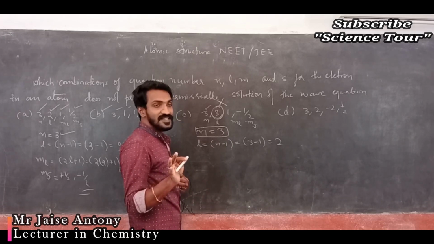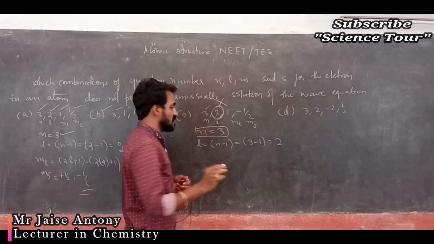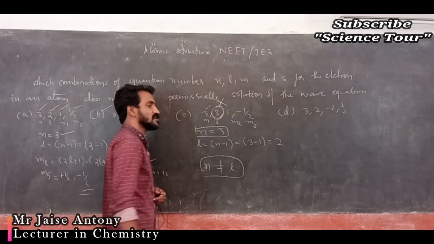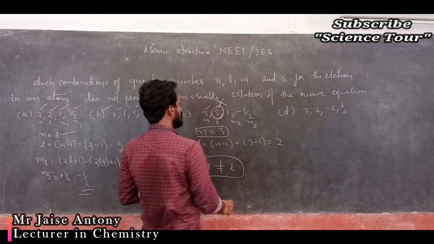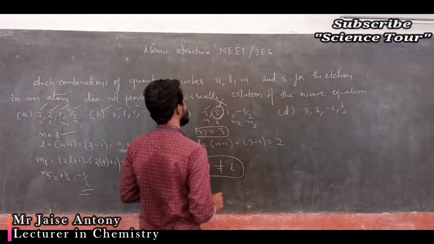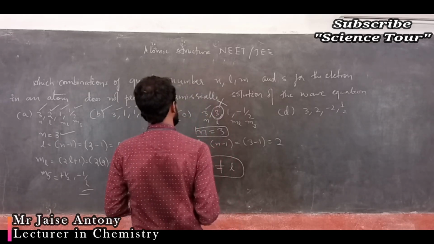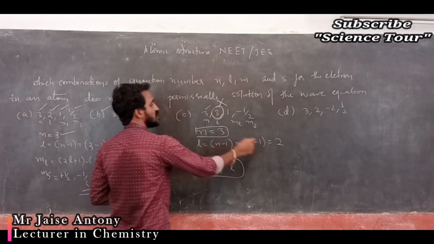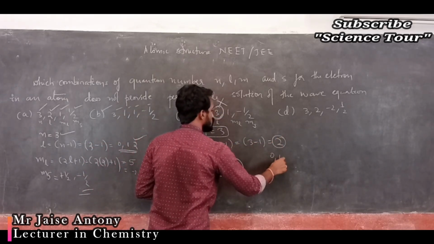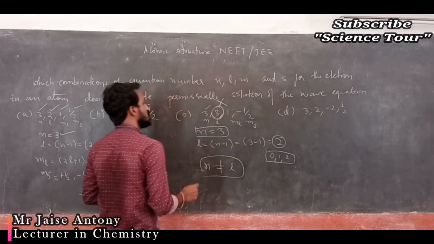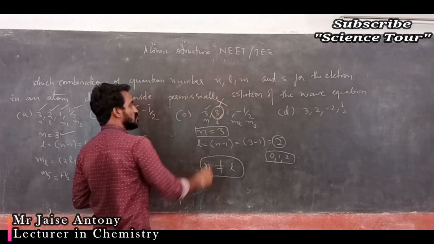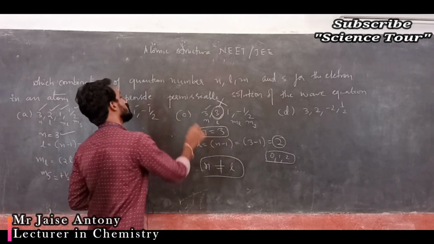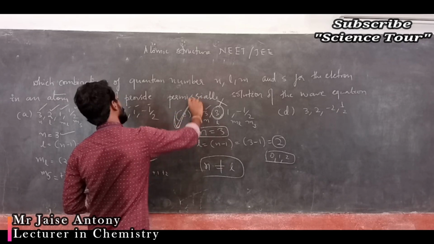N and L value are not equal. If it is less, then okay. But in this case, my dear students, here they have given 3 as the L value, but we are getting 2, that means 0, 1, 2. Within this any value is possible, but here 3 is not possible. So if the n value is equal to L, that set of quantum numbers is not possible. So this is the right answer.